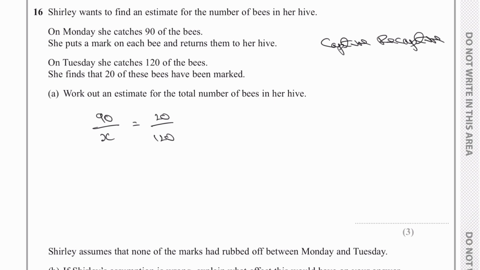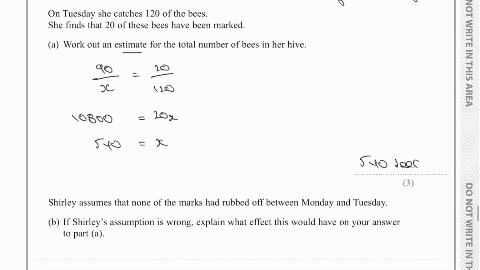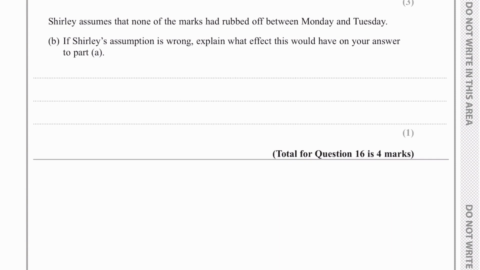And then really it's just a case of solving for X. So if I cross multiply, I'm going to get 20x equals 90 times 120, which is 10,800. And then I'm going to divide through by 20, and again you might need to do a different calculation to me. I would do probably a little bit of division, but I end up with 540 equals X, and therefore an estimate for the total number of bees in the hive is going to be 540 bees.